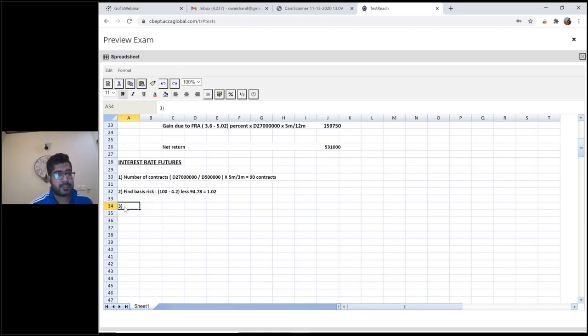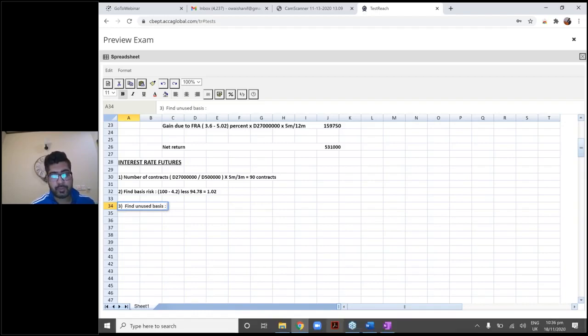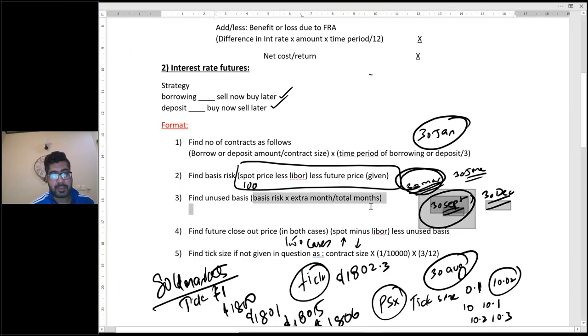Now the third step says you need to find unused basis. What is the formula of unused basis? Go to the handout. The formula of unused basis is basis risk into extra months over total months. Now this is interesting: basis risk into extra months over total months.